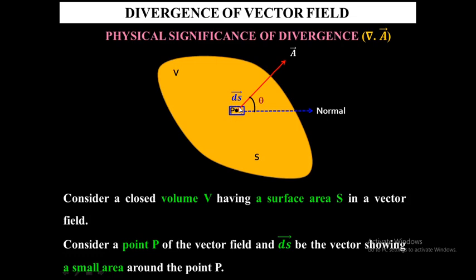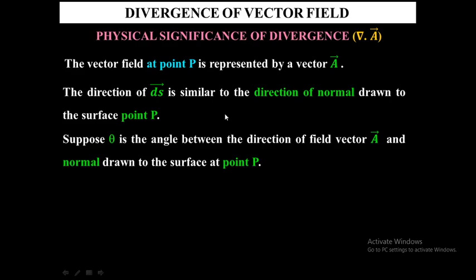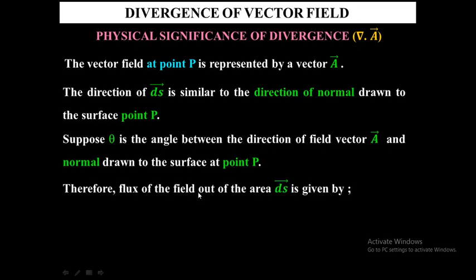Since it is a vector field, the field lines go outward through this area. The flux out of this small area is the vector field dot ds, the vector A dot ds. So the flux of the field out of the area ds is A dot ds. Flux means the number of lines per unit area.